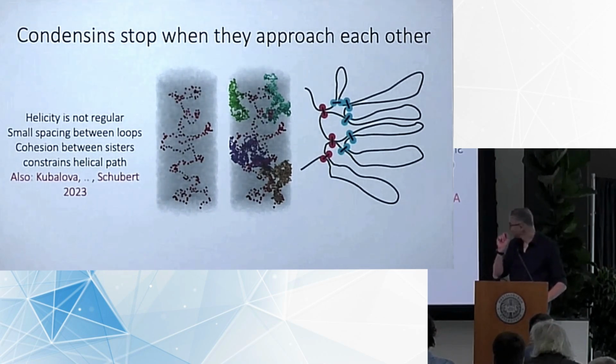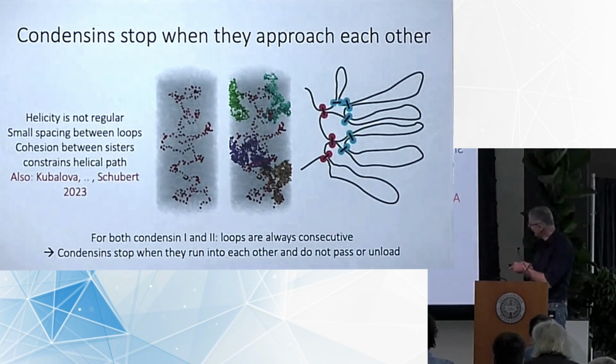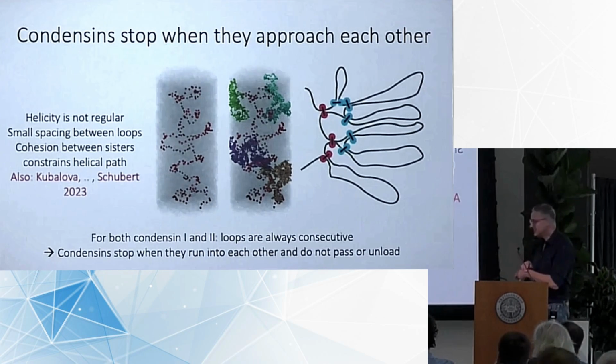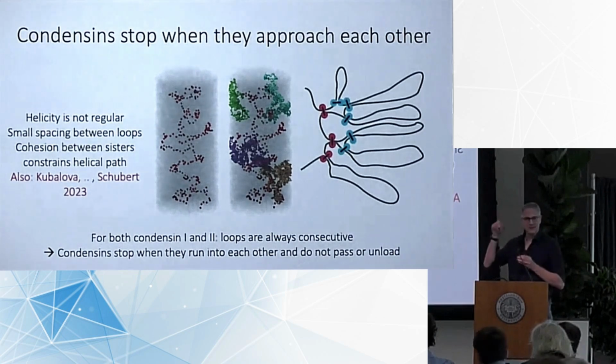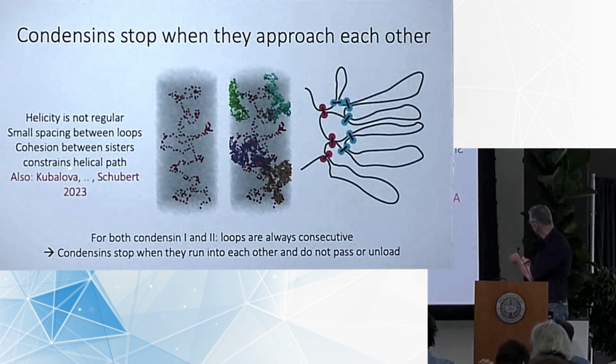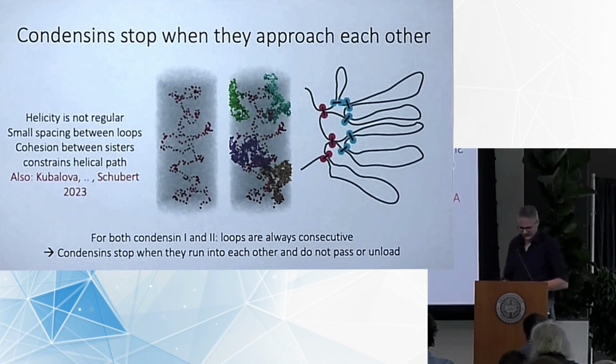The most important feature of these models that I want to highlight is that in all the models that reproduce the Hi-C data and the imaging data from Comigo, the best is when the loops are always consecutive. Now, condensin loops being consecutive means that condensins do not bypass each other. So consecutive means that one loop ends where the next one begins. And as I said, we find, and also Schubert found, that there's even a small spacing between the loops. So that suggests that the condensins stop when they run into each other, or get very close to each other, and do not pass each other or unload.